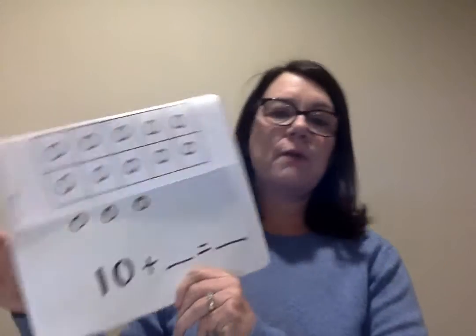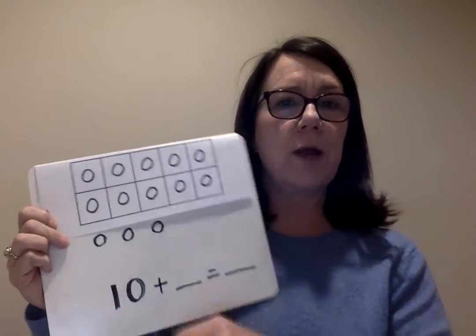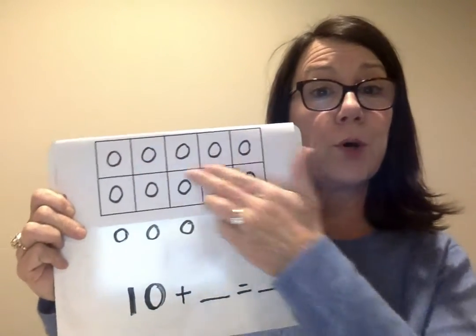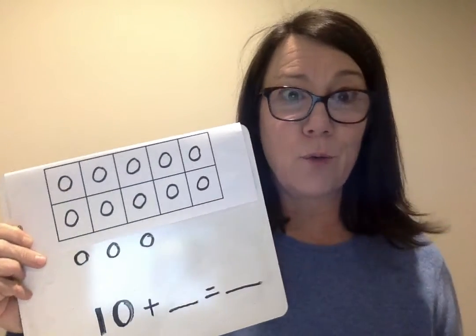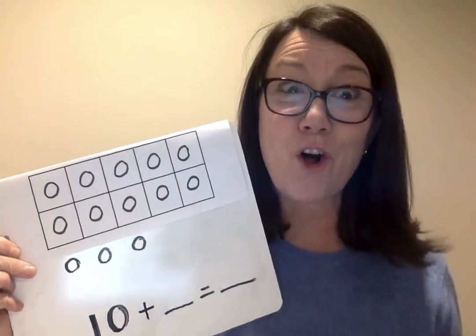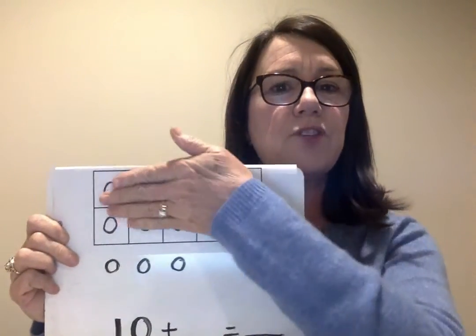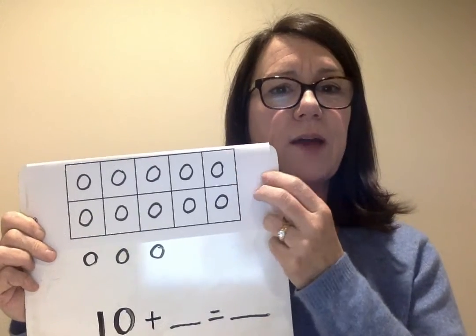So what your page says is fill in your 10 frame with 10. So you're going to first start with a blank 10 frame, and you're going to put 10 counters in. How do you know when you've got 10? When it's full. You know that when you have a 10 frame and it's full, we have 10. So I've done my 10. So I know I have 10 up here.